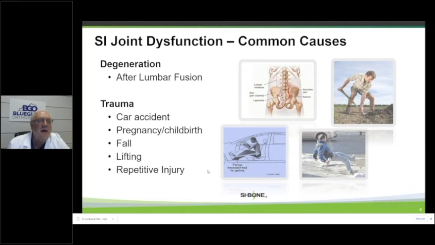If you have a car accident, you'll say, well, how can this happen with a car accident? Well, you've got your legs straightened out. The force is going forward. It puts a shear force through the SI joints. Or falling. You land directly on your buttocks. When you're landing on the buttocks, you're landing on your pelvic bone. That force is transmitted into the backbone through the SI joint. And so there are many, many causes for this pain.